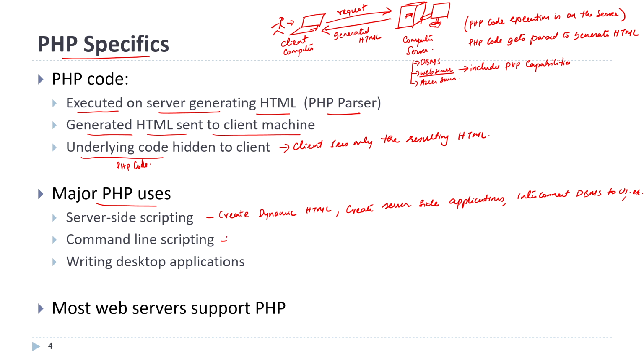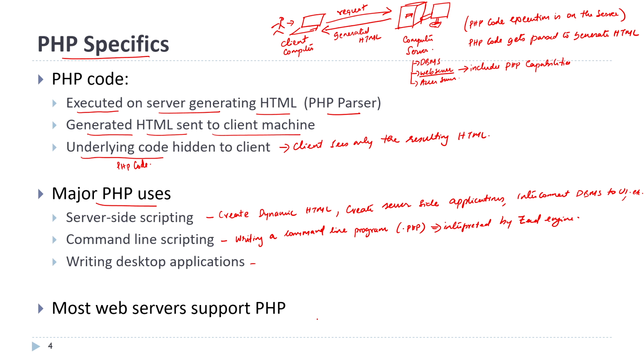You can also do command line scripting, which means you can write a command line program. It is a .php program and can be executed using PHP. That is also doable. This will be an interpreted program, interpreted by the Zend engine. And then there is writing desktop applications. You can also write standalone desktop applications. That is the third use of PHP.